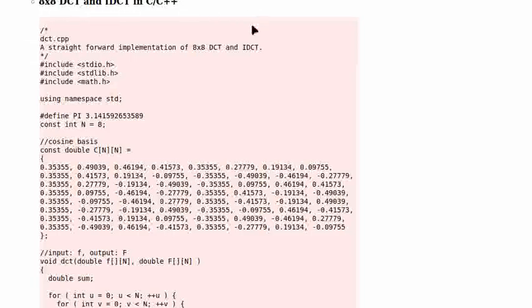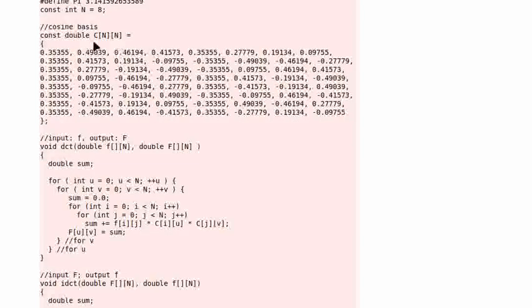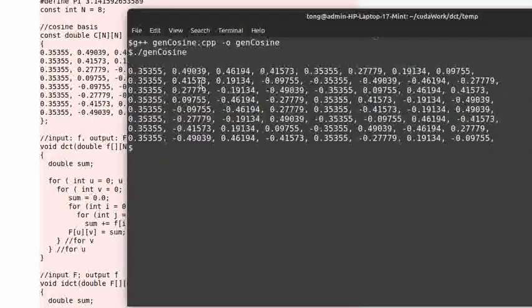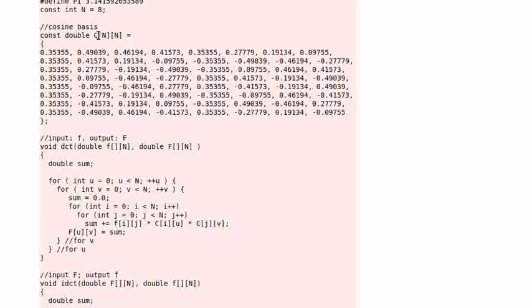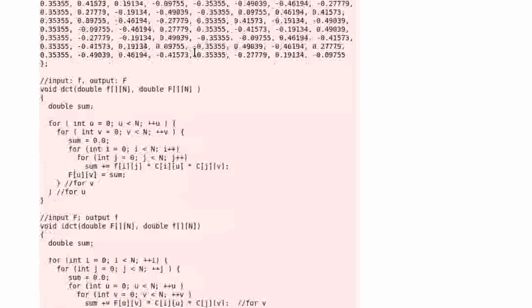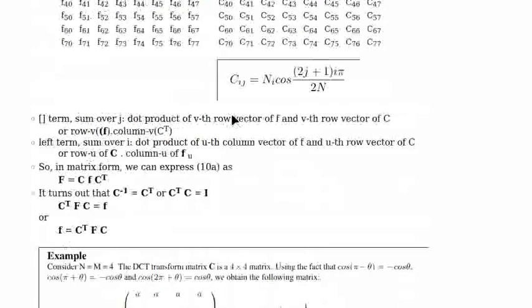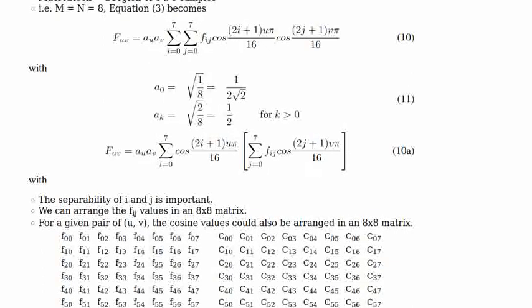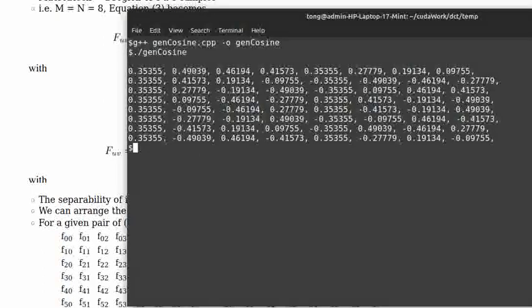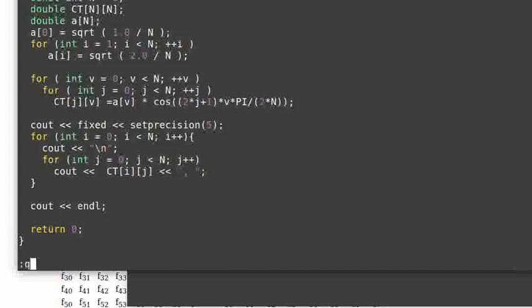This is a straightforward implementation. So we declare the two-dimensional C, n times n, with the values that we just generated. Actually this is the C transpose, but for convenience we just call this C. And this is the DCT function and the IDCT function, the strict implementation from this formula. We have copied this program already.